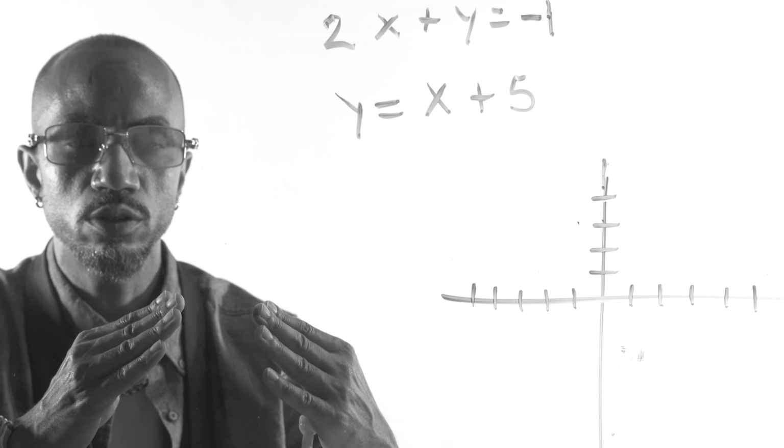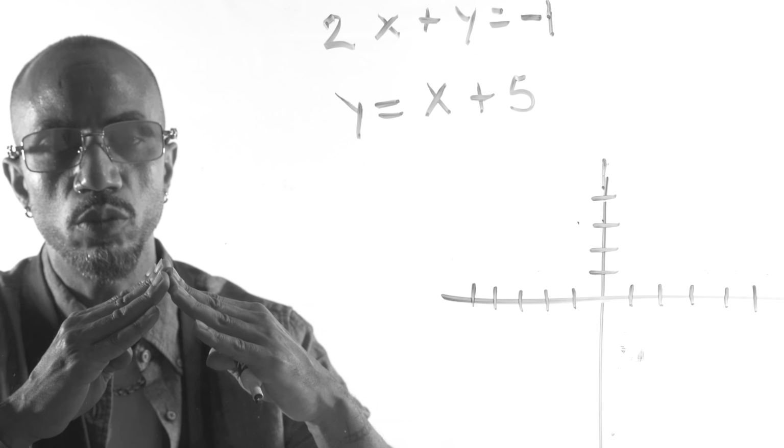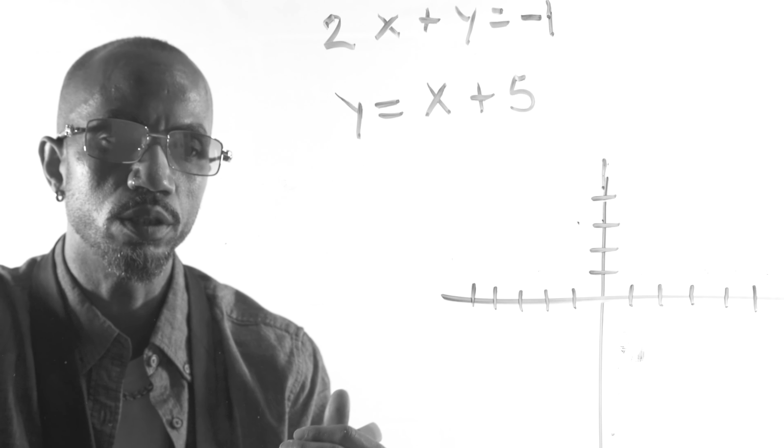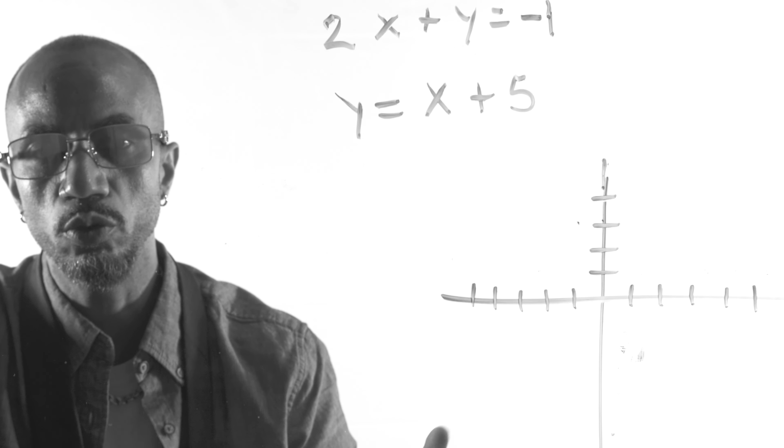We have two lines, and the point where they intersect and meet is the ordered pair, and that is our solution. And then we just have different methods of getting there. The graphing one is pretty basic. Nothing really new going on here.